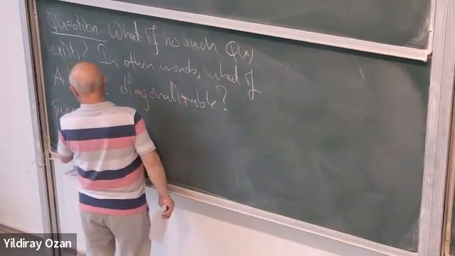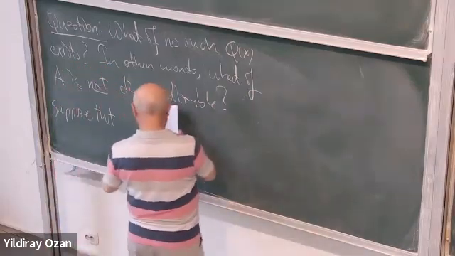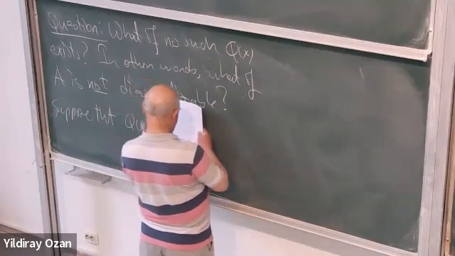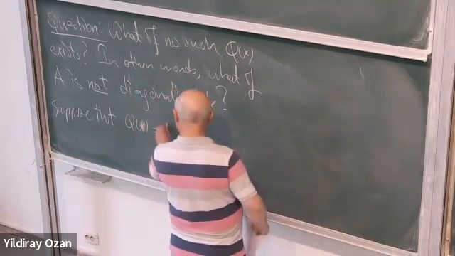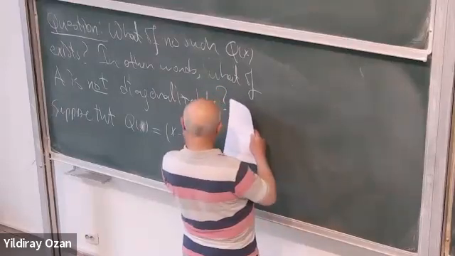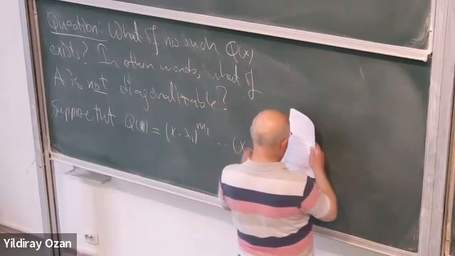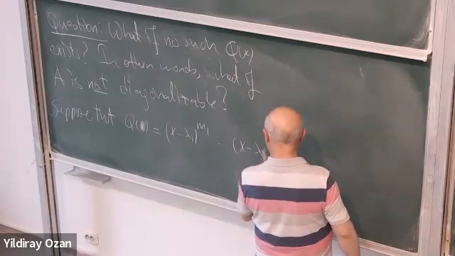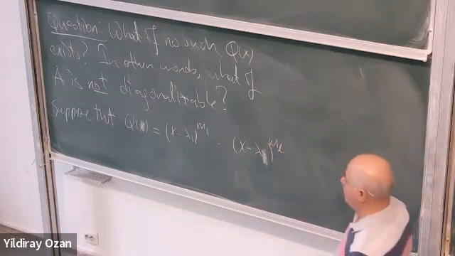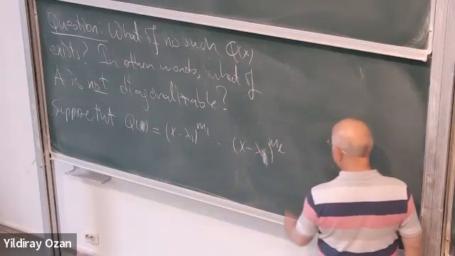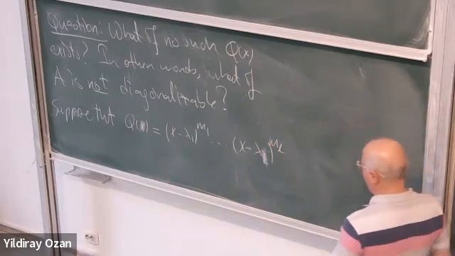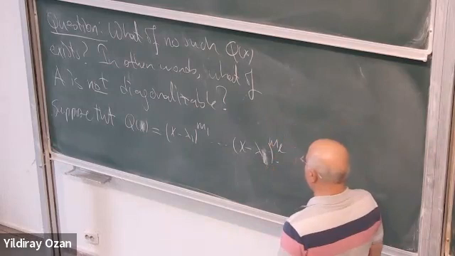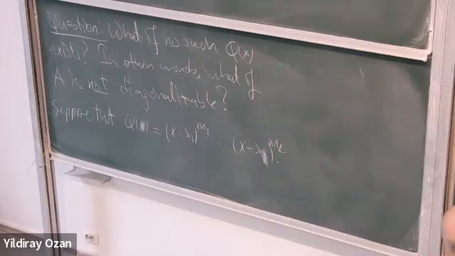Suppose that Q of x is something like this: x minus lambda 1 to the power m1, up to x minus lambda L to the power mL. Okay. So here the m_i's are not necessarily 1, so they can be higher powers. Okay, let's see what we can do in this case.